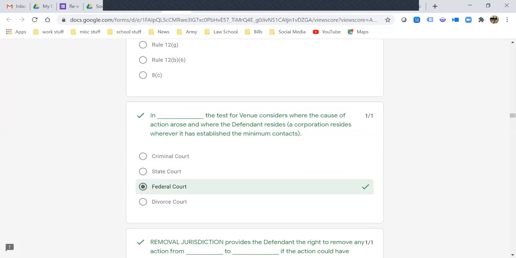All right, in federal court, the test for venue considers where the cause of action arose and where the defendant resides. A corporation resides wherever it has established the minimum contacts. So this is a bit confusing. There are two tests for venue. There's the federal court test, and then there's the state court test. So I have a question for each in this quiz. So try to memorize or know the difference between the federal and the state court test for venue.